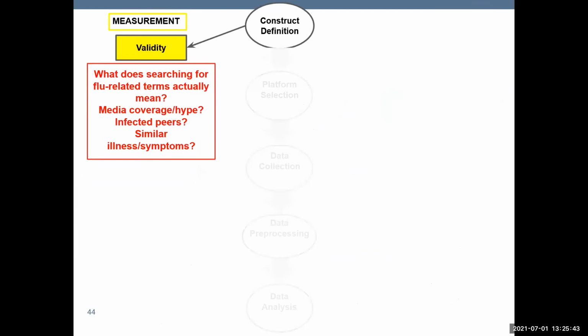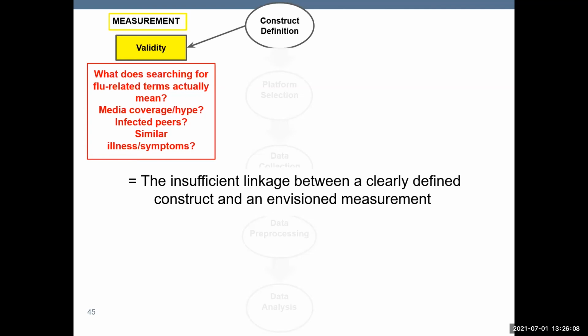And as we talked about, there are measurement errors and representation errors. Validity here is a measurement error because the construct that we're interested in, which is the incidence of flu, and the way that we're measuring that through our defined measurement, which is traces left on different platforms, might have a mismatch because there are other reasons for leaving these traces. And so the issue of validity is the insufficient linkage between the construct that we have in our minds and the envisioned measurement.